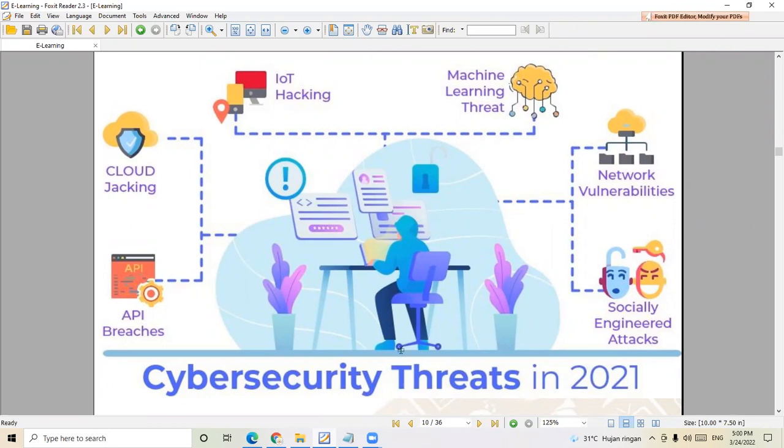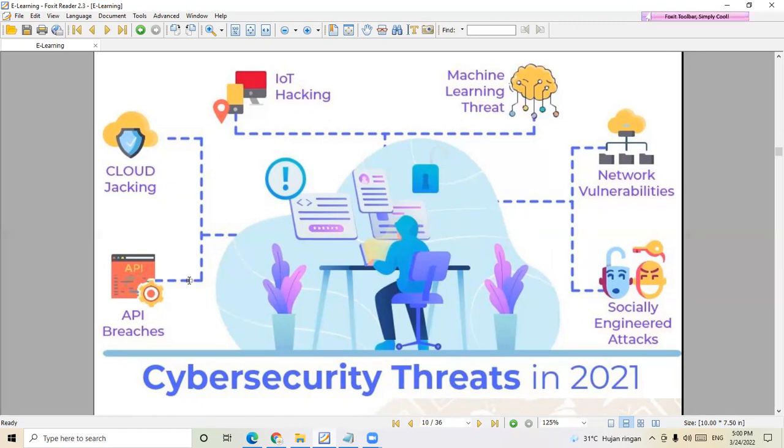So in 2021, the threats were related to cloud security issues and application programming interface breaches. It's pretty much related to the data, right? If somebody wants to hack the cloud or their API, the hackers in this case want something, right? And what is the something that they want? Usually data, information. They want to get the information.